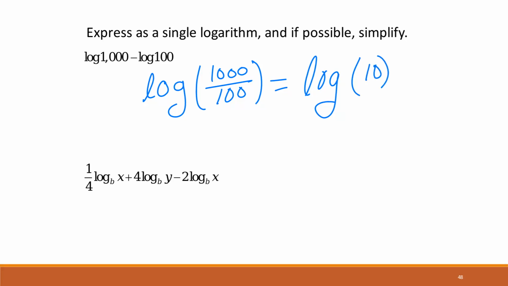And then we know that this is the common log, right? So we know that there's really this base 10 down here. So if we're doing the common log of 10, that's going to equal 1.